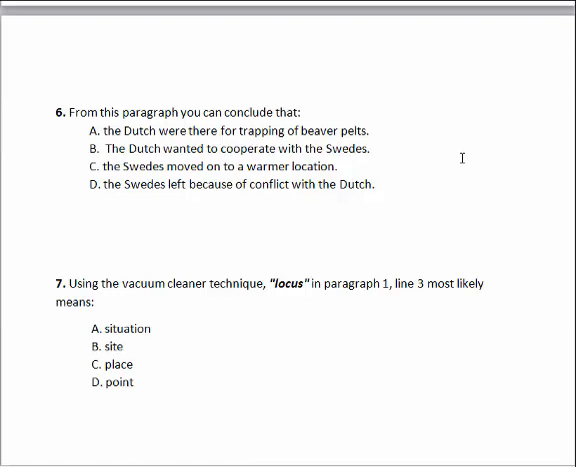Answer choice A. A says the Dutch were there for trapping beaver pelts. No, we can never really say anything. Beaver pelts feels like that's off topic here. Let's go ahead and get that out of there.